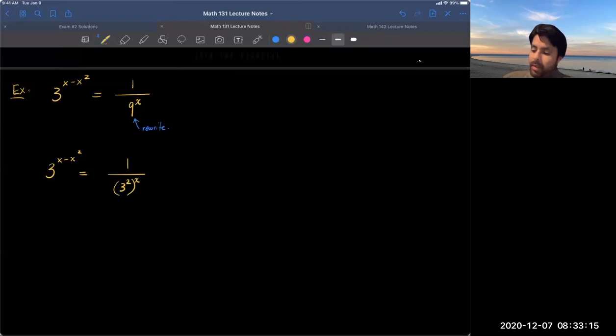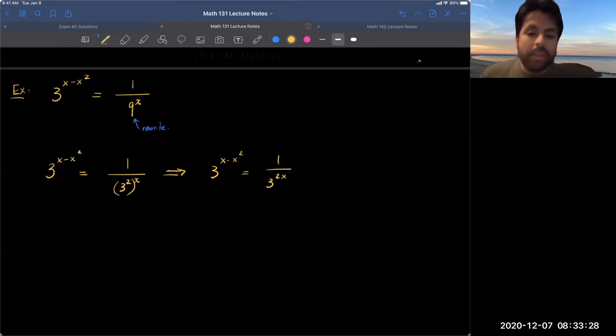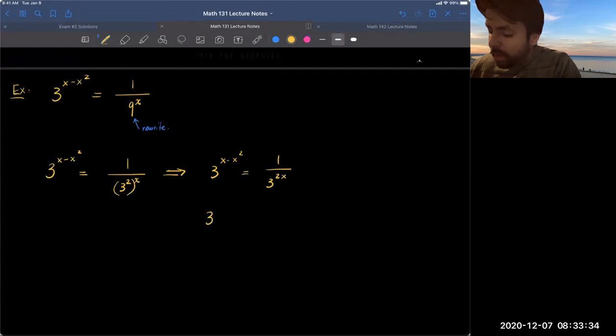And then this becomes 3 to the x minus x squared equals 1 over 3 to the 2x. So far, look, the same bases, but one is a fraction and the other one is not. I don't want fractions anymore. So then what do I say? How do I take care of that?